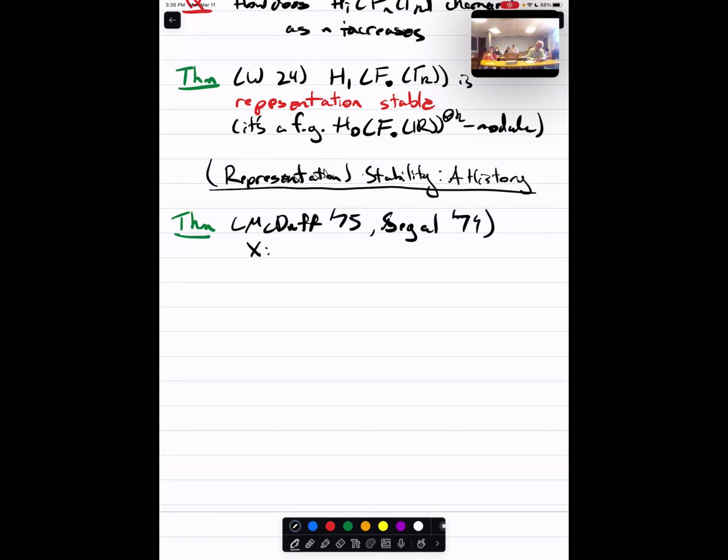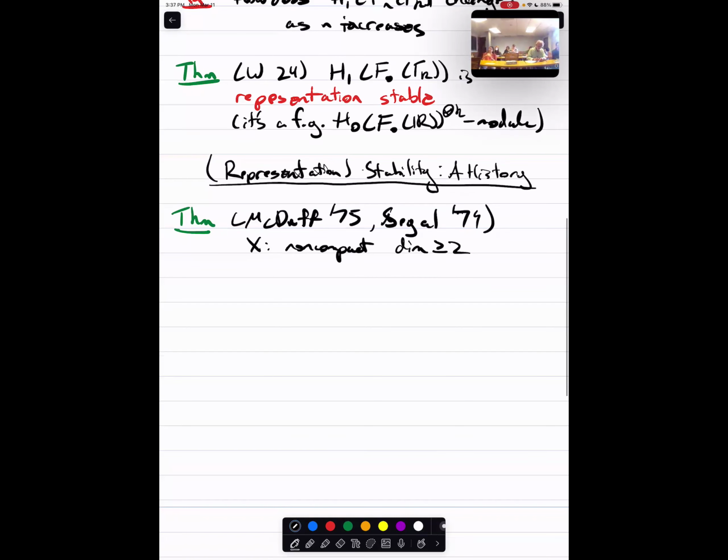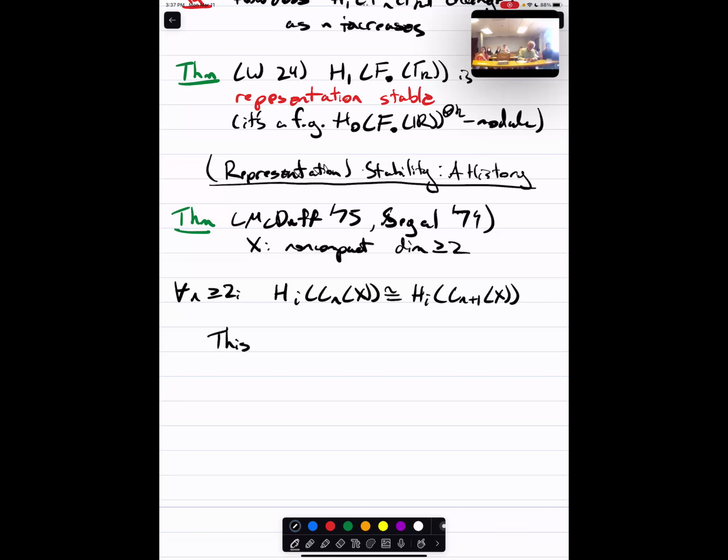If X is non-compact, of dimension at least 2, and is a manifold, then for all n greater than or equal to 2i, we have some nice isomorphism between the ith homology of the nth unordered configuration space of points in X and the ith homology of the (n+1)th unordered configuration space of points in X. And this is what we're going to call homological stability, which is kind of the progenitor of all of these results.